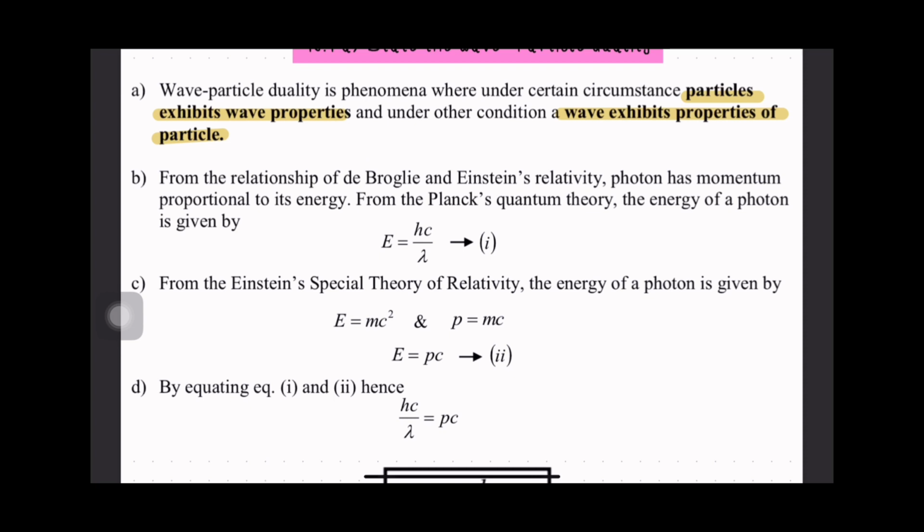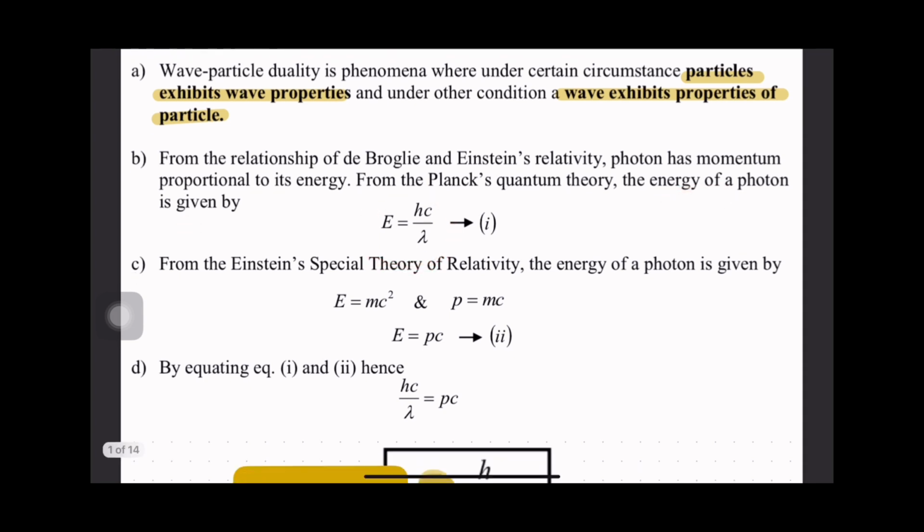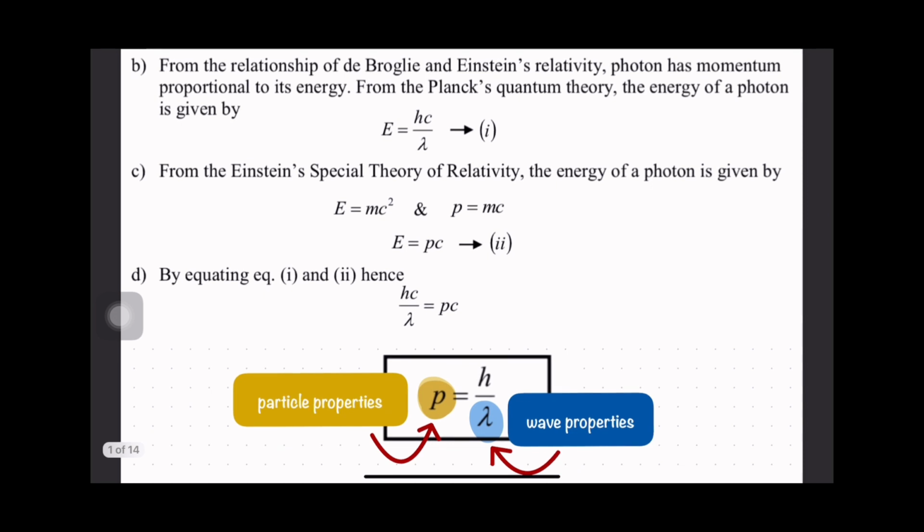properties of particles. So it means that nak cakap yang particle wave duality ni dia boleh bersifat dua nature ataupun kita kata dua alam lah. Okay, from the relationship of de Broglie and Einstein relativity, photon has the momentum proportional to its energy, and from the Planck quantum theory, they said that the energy of the photon is given by E equal to hc over lambda. Okay, based on Einstein's special theory of relativity, the energy of photon is given by E equal to mc square, and P momentum is equal to mc.